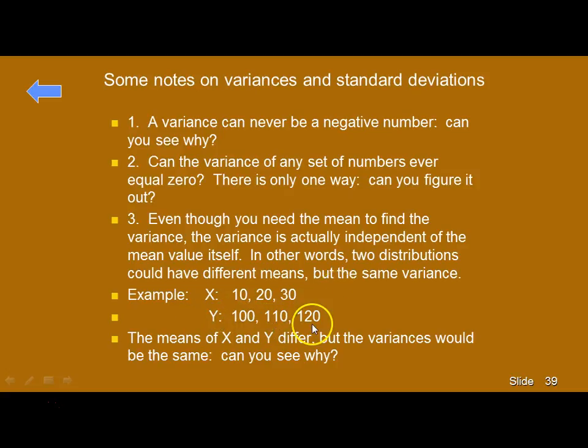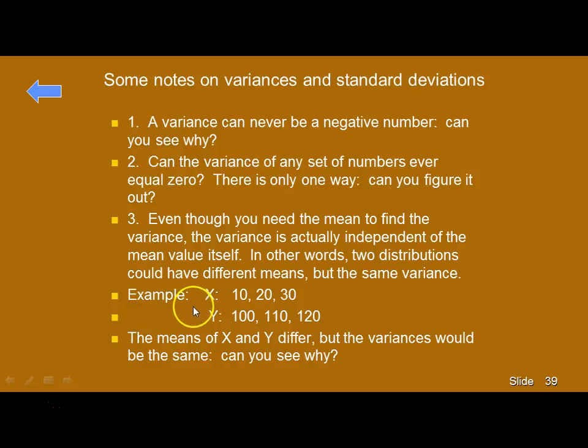Y is 100, 110, 120. The mean of those three numbers is 110. So these two variables have different means. But if you look at it, you'll see that they have exactly the same variance, because the deviations around the mean would all be exactly the same. Variable x has one number, 10, which is 10 units below the mean of 20, one number right at the mean, and one number that's 10 units above. Same thing with y, one number 10 units below the mean, one number right at the mean, one number 10 units above. So if you calculated the variance, you'd get exactly the same number for x and y.